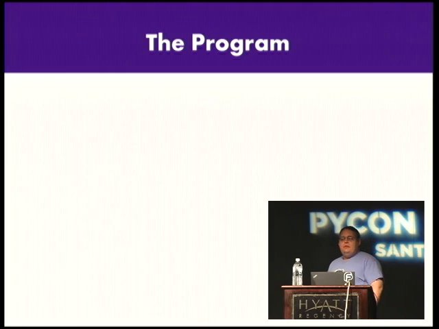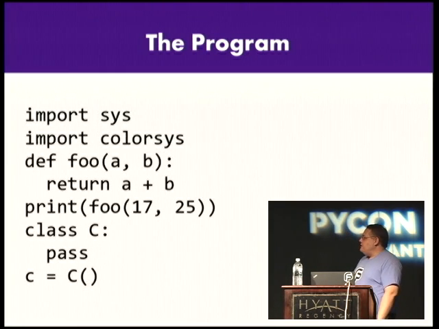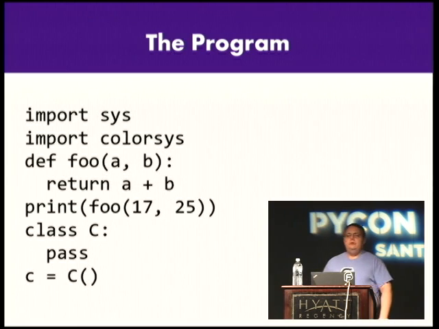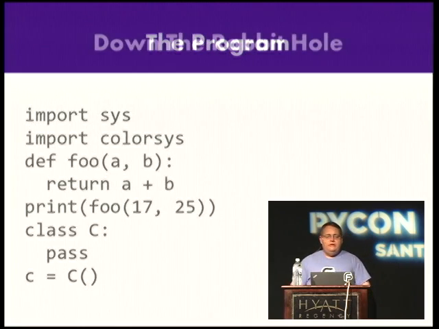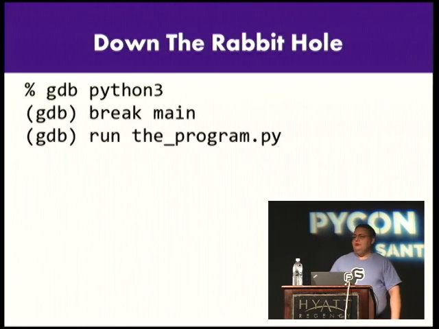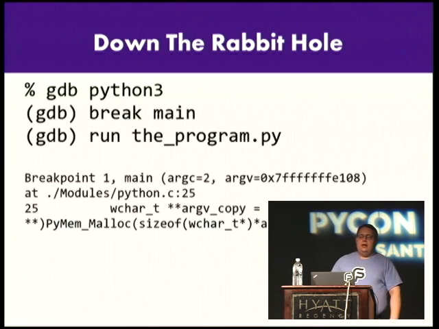So this is the program that we're going to be running under Python as we're stepping through it. It's only 8 lines. It is deliberately simple, but again, trying to hit a lot of high points. And we're not going to talk about what this program does so much as break down how it is run inside of Python. So down the rabbit hole we go. We run GDB on Python 3. We set a breakpoint on main, and we start.